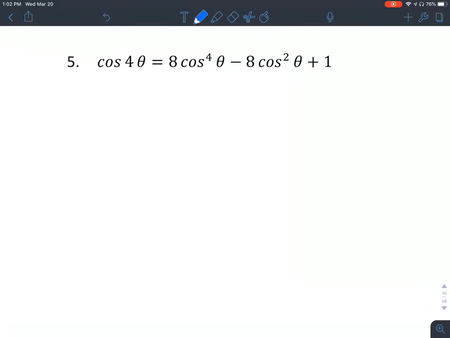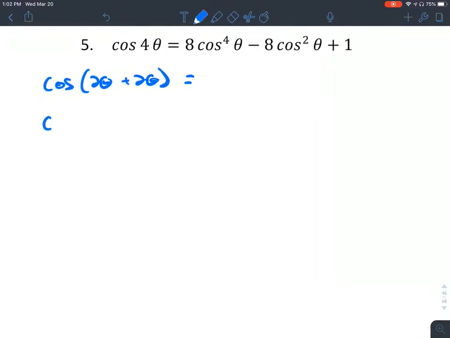Number 5. We have cosine of 4 theta. That seems to be a little crazy. I don't know how to work with cosine of 4 theta, but I do know how to work with cosine of 2 theta plus 2 theta. Agreed? That is going to be equivalent to cosine of 2 theta times cosine of 2 theta minus sine of 2 theta times sine of 2 theta. That's the sum identity for cosine.